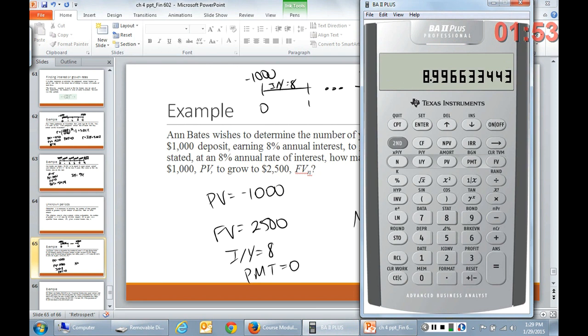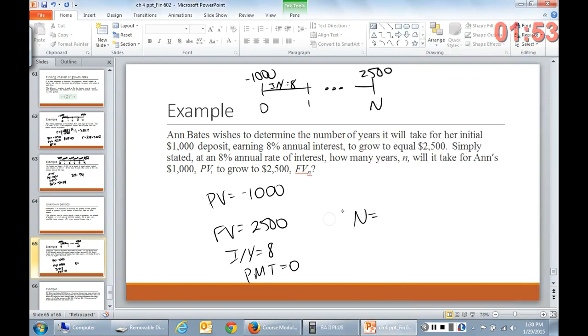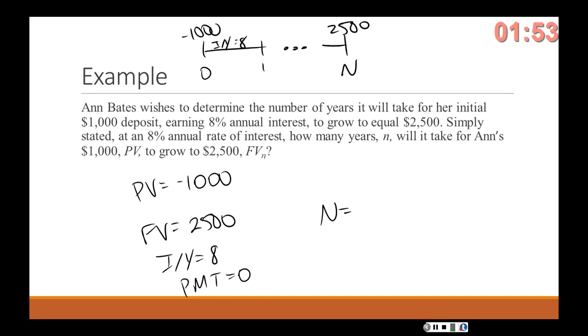So clear your time value of money. The present value is a negative 1,000. The future value is a positive 2,500. Payment is 0 and interest rate is 8. And we compute N, and you get 11.91 years. 11.91 periods. Here we're talking about annual compounding, so it would be years.